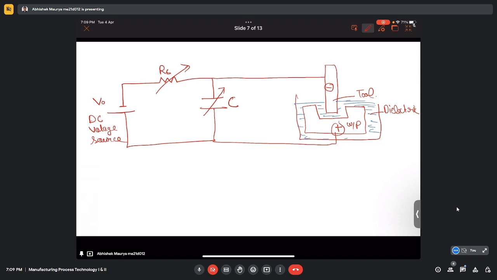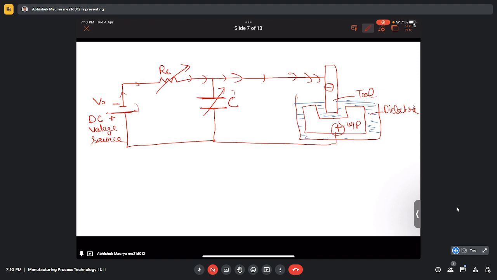If you see here, we have a voltage source battery V0, but we are not connecting this battery to the tool and the workpiece directly. In between we are using some resistance and some capacitance. So this negative terminal of the battery is connected to one plate of the capacitor as well as to the tool, and the positive terminal is connected to the workpiece as well as to the other end of the capacitor.